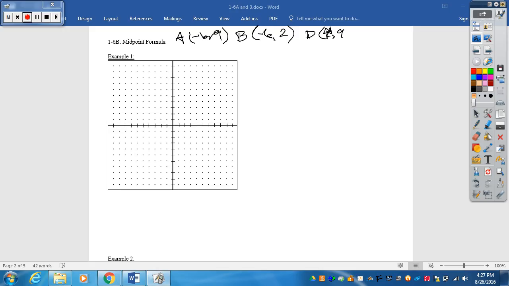So I'll do B first, negative 6, 2. 1, 2, 3, 4, 5, 6, 1, 2. There's B. A is up at 9. So 2, 3, 4, 5, 6, 7, 8, 9. There's A. And then D is at 4, 9. So 1, 2, 3, 4, up at 9. There we go, D.